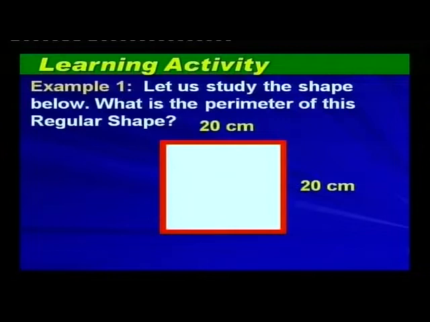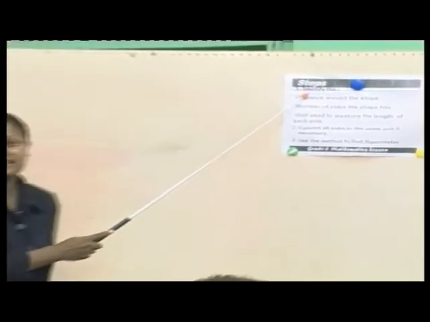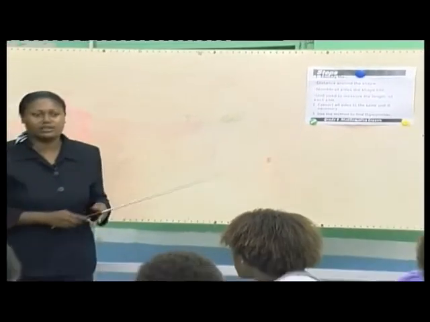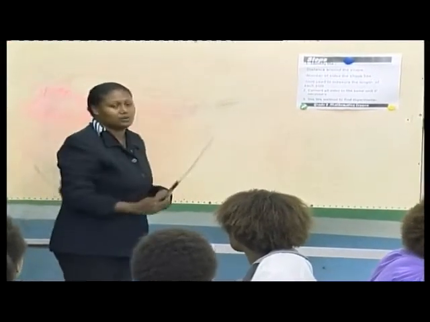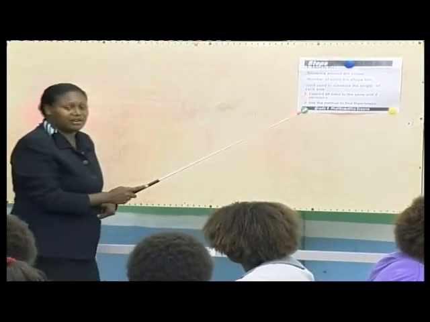Now, before we find out what a regular shape is, I'd like us to go through the steps in how we can work out the perimeter of a shape. Before we work out any perimeter of a shape, these are the steps that we can use so we are able to work out our answer in finding the perimeter.